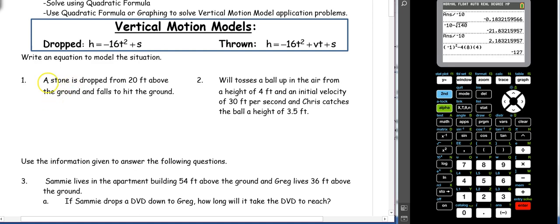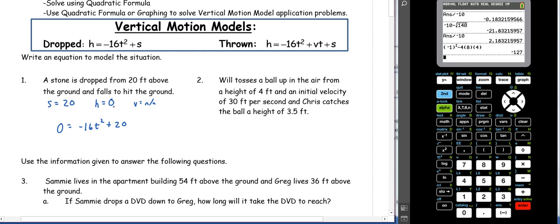So that means our start height is where the stone started at, so 20 feet. Our end height is 0 because it's hitting the ground. And in this case, the velocity, we don't have one because it's just being dropped. So we're going to use our drop equation, which is h equals negative 16t squared plus s, and we're going to substitute the h and the s values in. So we're going to have 0 equals negative 16t squared plus 20.